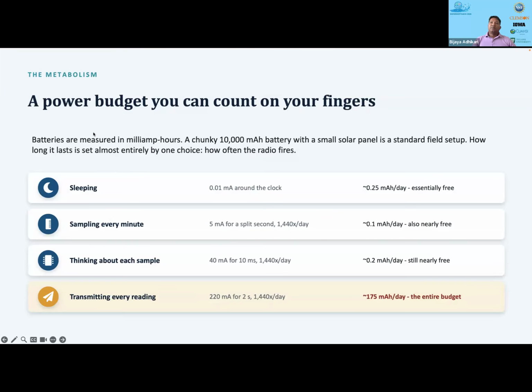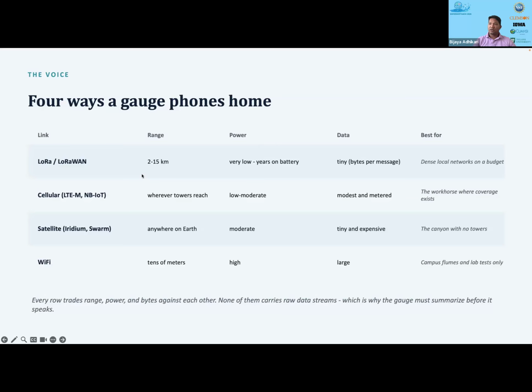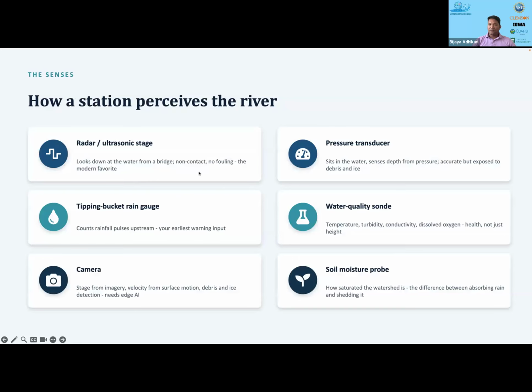Okay, so how do the edge devices lose their power? I have no idea why it keeps moving.